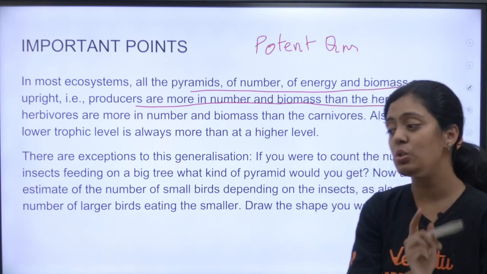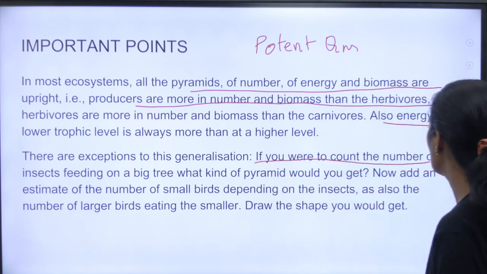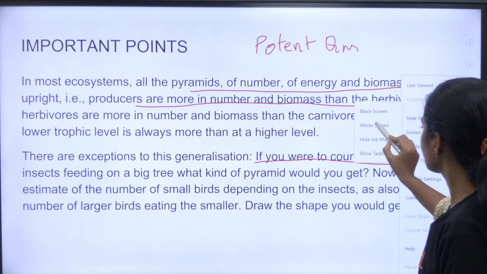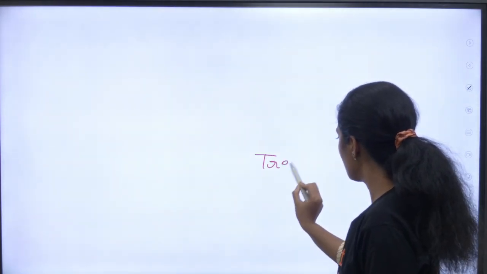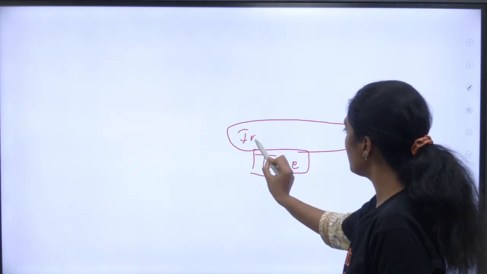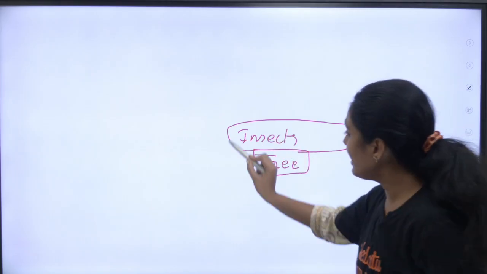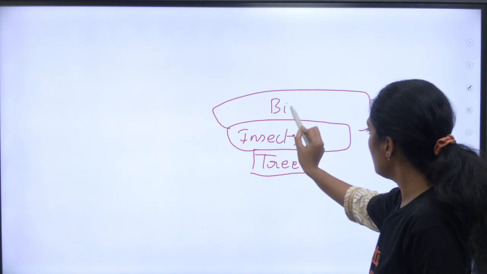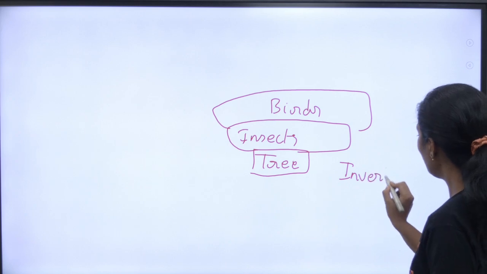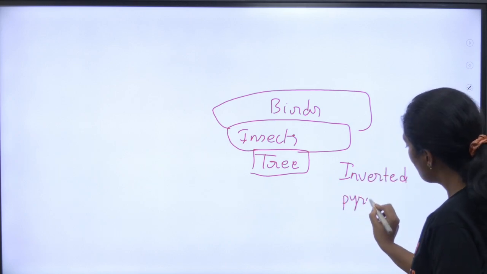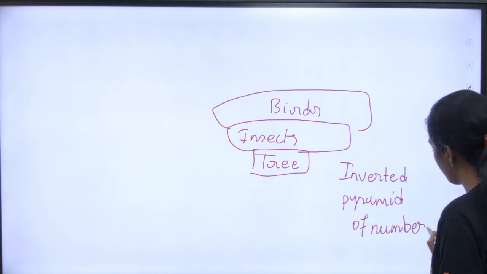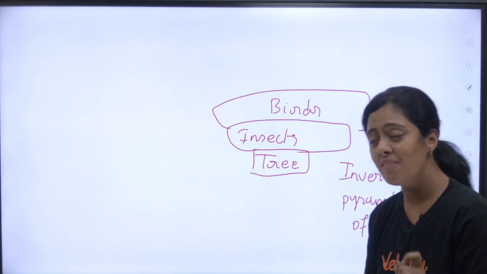There are exceptions to this generalization. If you were to count the number of insects feeding on a big tree, you have one tree, so the tree forms the base. Then you have so many insects on that tree, and to eat those insects I have so many birds. So what kind of pyramid do you call this? You call this an inverted pyramid, right? What do we call it? Inverted pyramid of numbers, because here I am counting the number of organisms. This is a very important example.